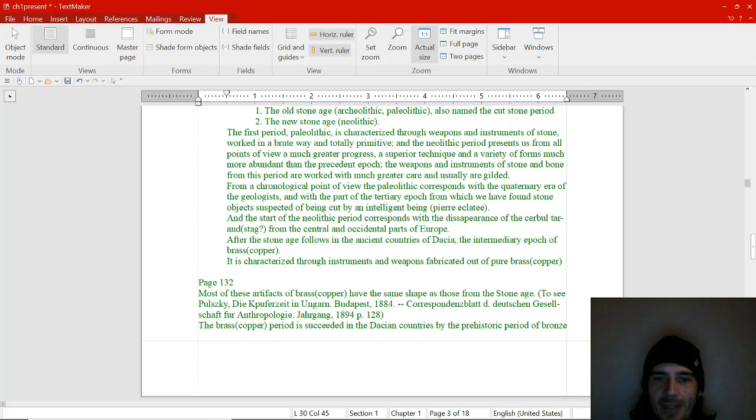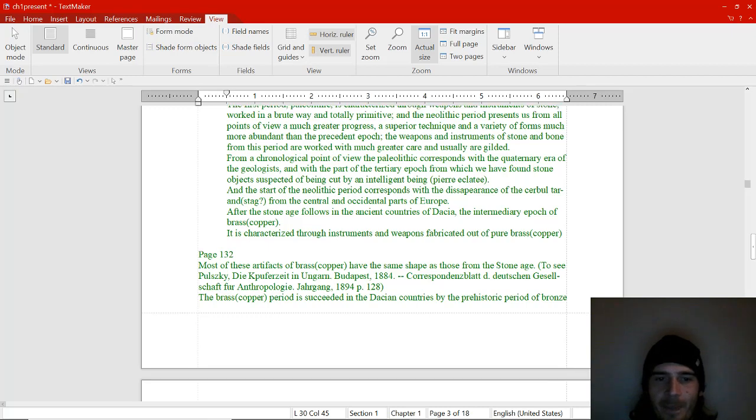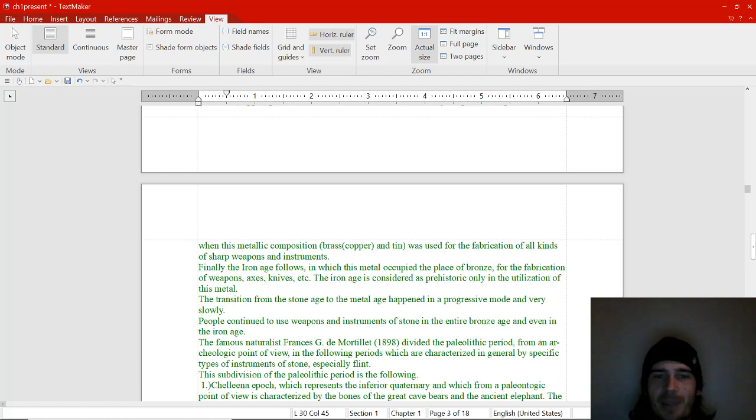There's a reference listed here of what you can see. The brass/copper period is succeeded in the Dacian countries by the prehistoric period of bronze, when this metallic composition of brass/copper and tin was used for the fabrication of all kinds of sharp weapons and instruments. Finally, the Iron Age follows, in which this metal occupied the place of bronze for the fabrication of weapons, axes, knives, etc.